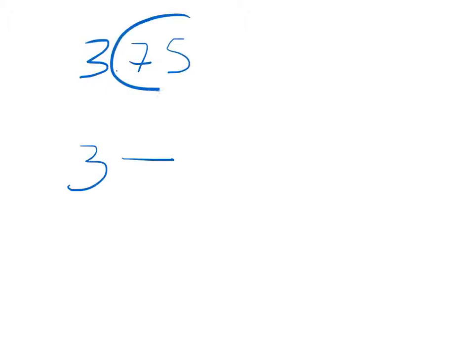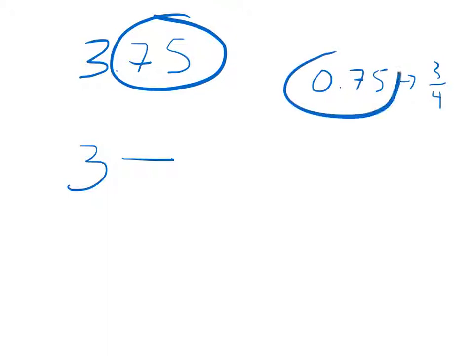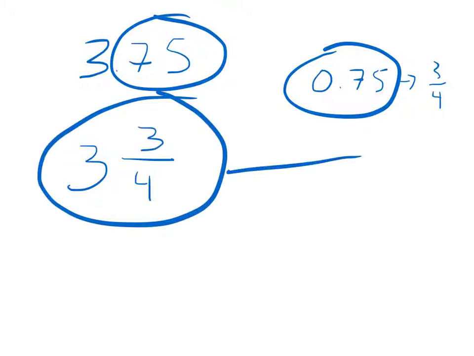Example 5 here, right? 3.75 as a mixed number. Well, 3 will be a whole number. Now I need to deal with that. 0.75 is the same as 3/4. If I have 75 cents, I have 3 out of 4 quarters. So I'd write this as a 3/4, so that would be my final answer, 3 3/4.